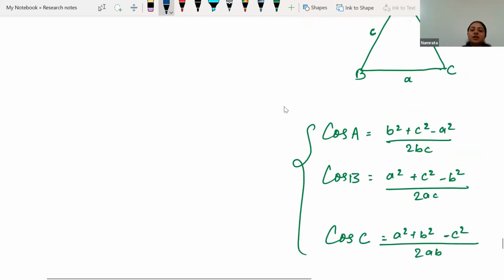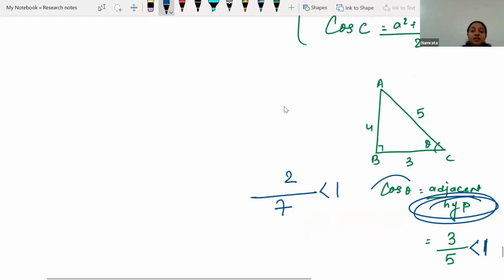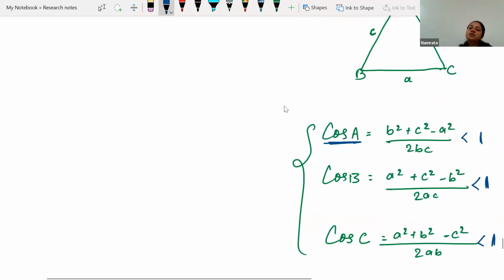Similarly, since we are talking about cosine, even if the formula changes, the value will be less than 1. This one will also be less than 1, and this one too. Why? Because whatever we substitute as adjacent and hypotenuse, the hypotenuse will always be bigger and cos will be less than 1. That concept we are using here for a different triangle; the cosine is the same, the condition is different. Okay, so now let's get back to the question.